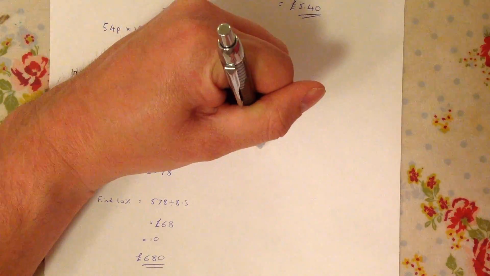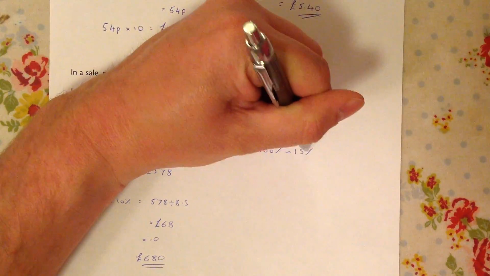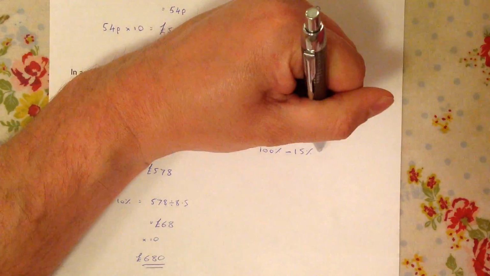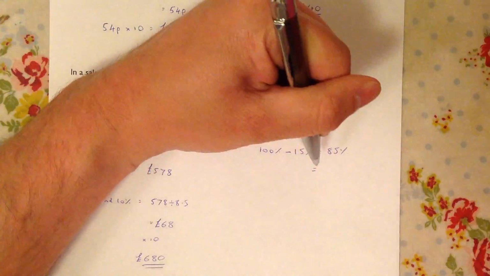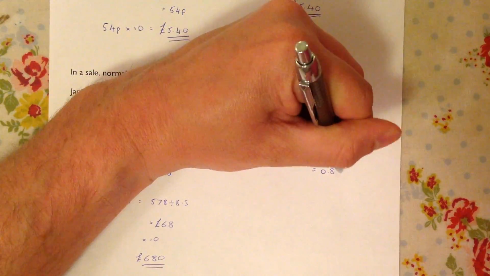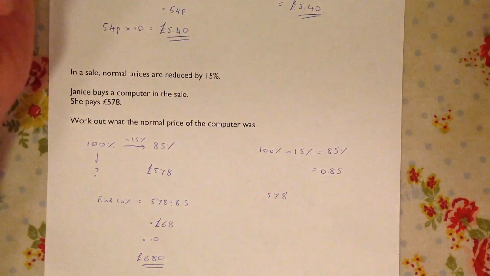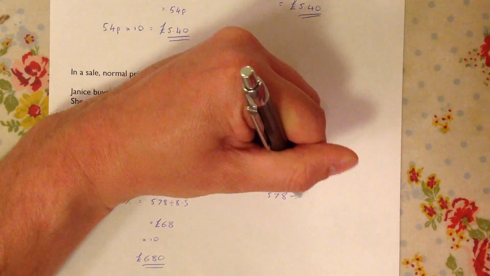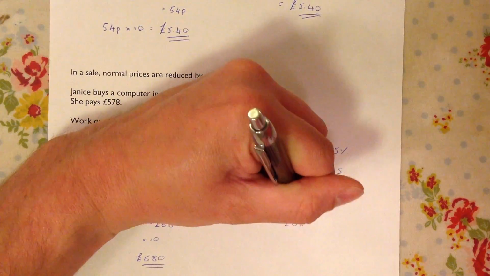Method number 2, start with 100%, take away the discounted price, which is 15% this time, means that we've paid 85% of the cost. 85% as a decimal is 0.85, and then we take the price in the question, 578, and we divide by this decimal, which gives us the £680.